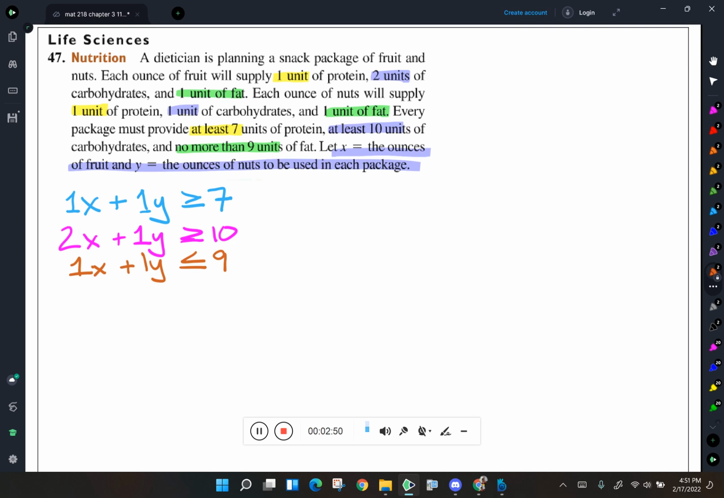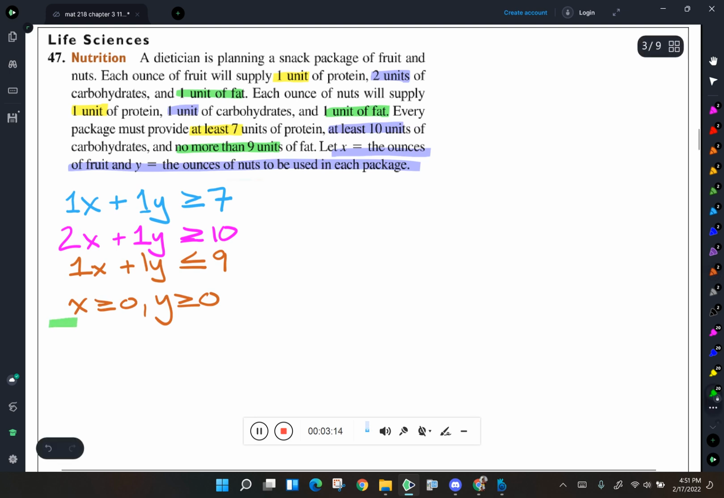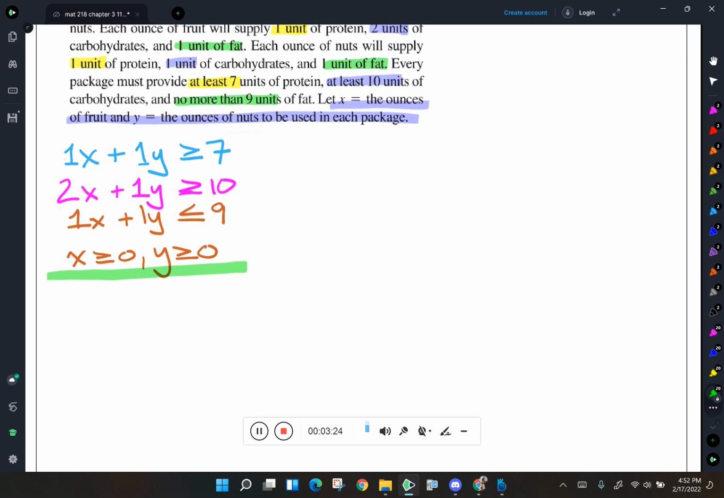Okay. Now, this problem has something hidden in it, which we often refer to as the non-negative conditions. Hidden in the problem without being stated is the following: that x must be greater than or equal to 0 and y must be greater than or equal to 0. Because without saying it, it's implied that our variables can't be negative numbers because our variables represent the fruit and the nuts. Okay? So now that I've got my system, I can go ahead and graph this thing.